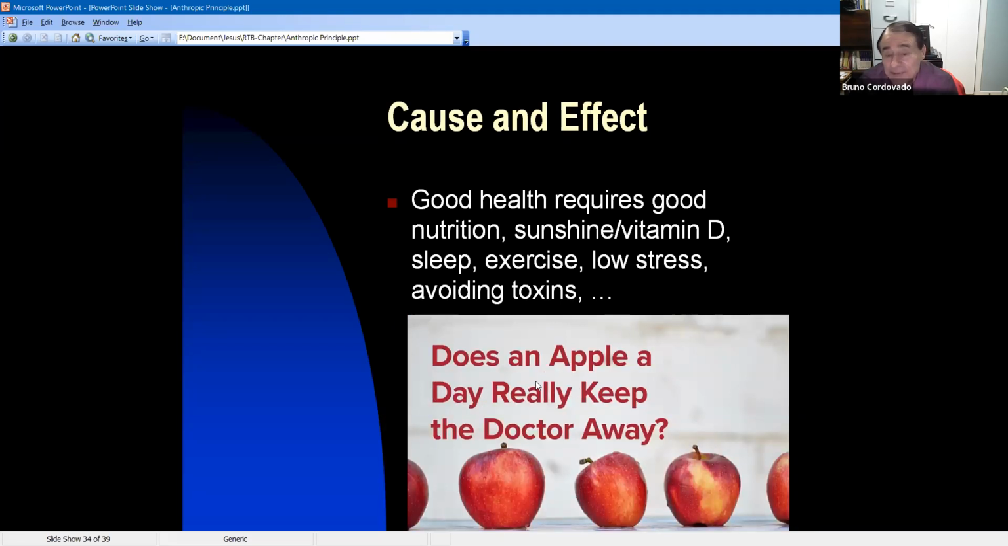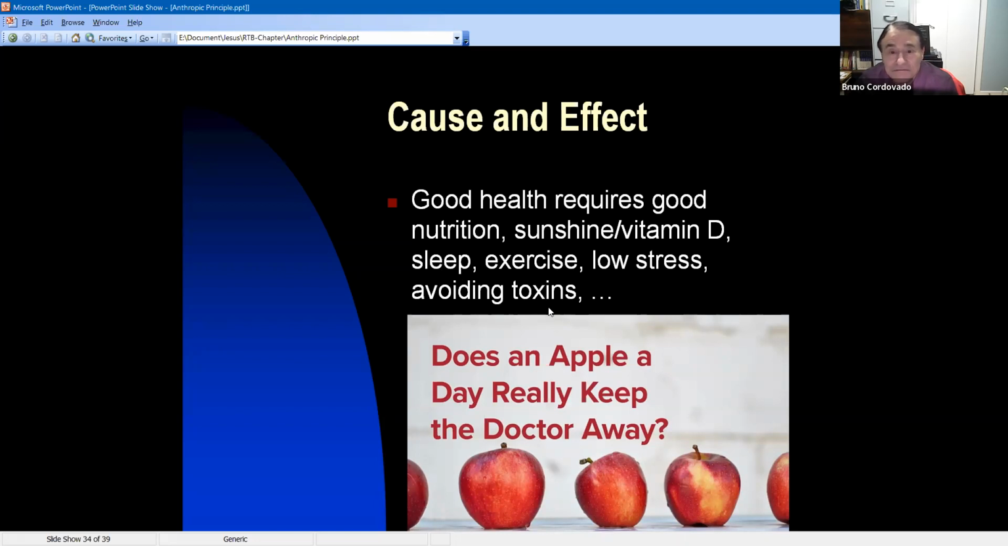You've all heard the saying, an apple a day keeps the doctor away. Is that really true? I don't think it is, because good health is not just one thing. That goes back to what Fred Brooks said about no silver bullet. You can't just do one thing and be healthy. You need to have good nutrition, sunshine, vitamin D, enough sleep, enough exercise, low stress, avoid toxins, and so on. There's probably more.